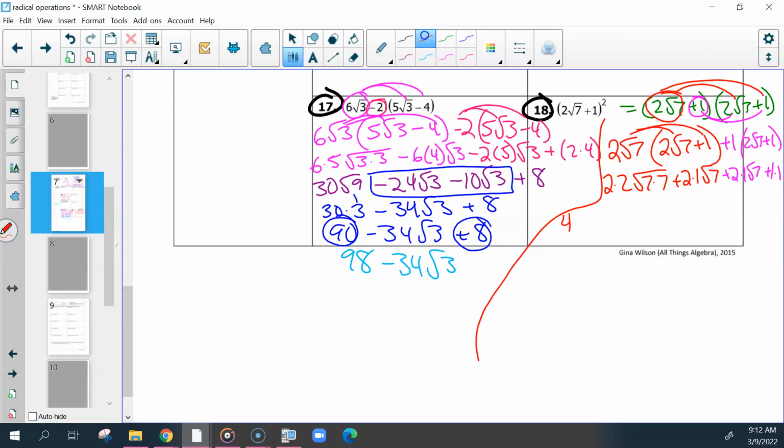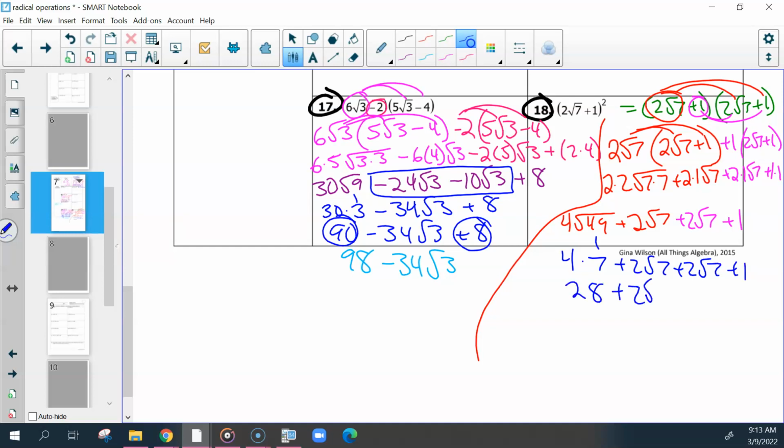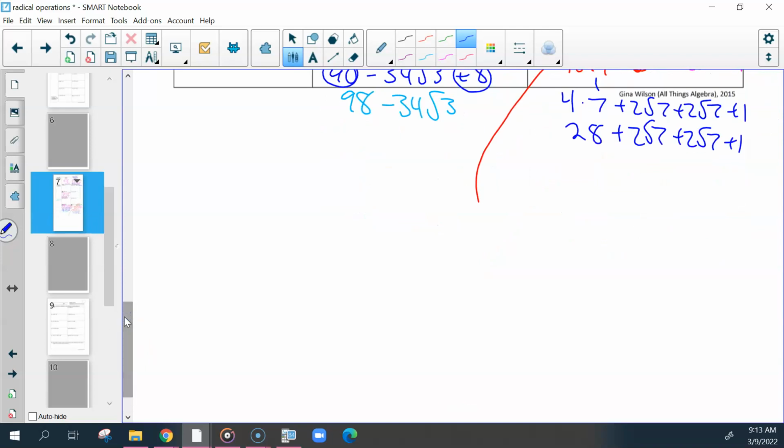So 2 times 2 will give us 4. 7 times 7 will give us 49. 2 times 1 will give us 2. 2 times 1 will give us 2. And 1 times 1 will give us 1. It is a lot. Square root of 49 would be 7. Four times 7 would give us 28. And then combine all of your like terms. You have 28 and 1, and 4 times the square root of 7.